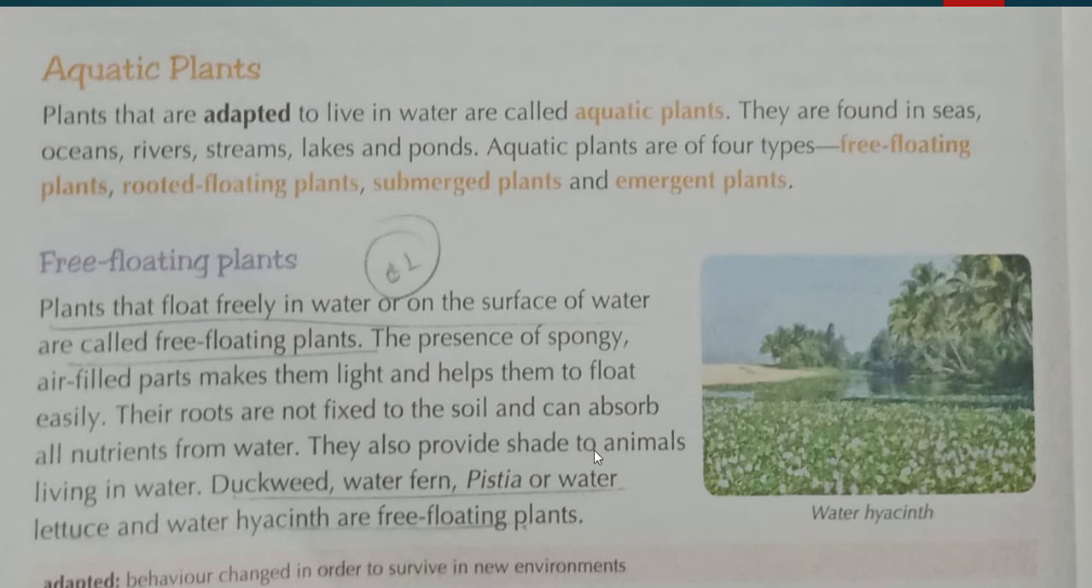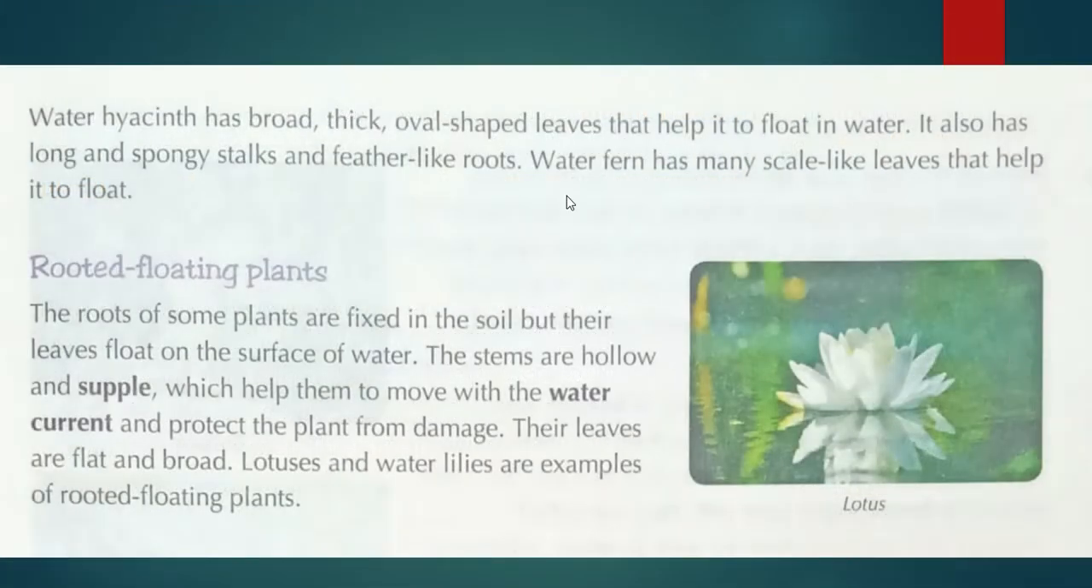They also provide shade to animals living in water. Duckweeds, water fern, pistia or water lettuce, and water hyacinth are free floating plants. As you can see on the right hand side of your picture, a beautiful example of water hyacinth is given, which is a good example of a free floating plant. The next topic is about rooted floating plants.